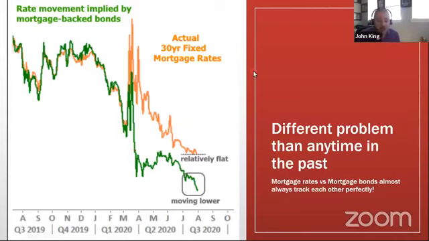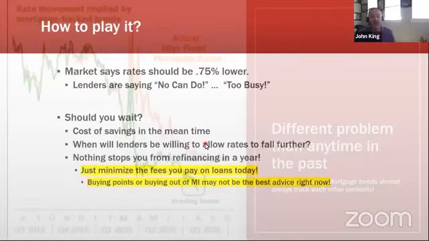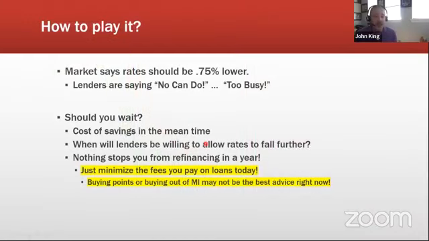Because mortgage rates, the orange line, has stayed relatively flat, even though our cost of borrowing money has fallen significantly just in July. That has not translated to the average mortgage rate. Very simply, guys, markets saying that rates should be about 0.75% lower than they are right now. And lenders are saying, no can do. We are too busy. That is literally what's happening right now.